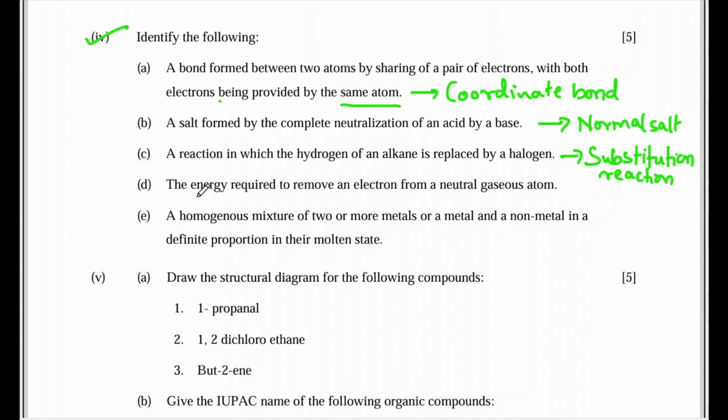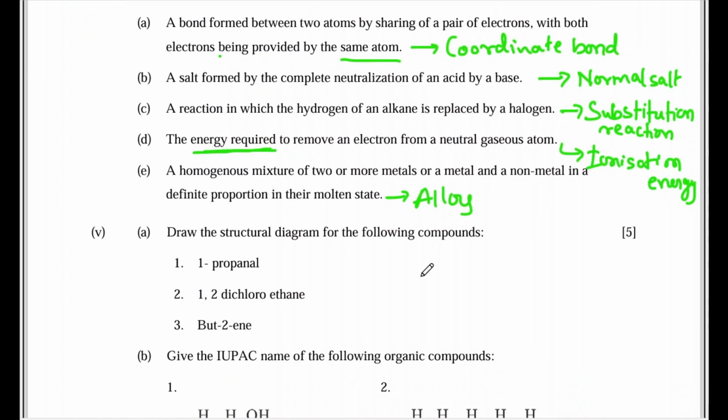Okay. The energy required, whenever required comes, it must be which one? Electron affinity. Sorry, required means electron affinity is energy gain. This one will be ionization energy, ionization potential, ionization enthalpy, all are same. A homogeneous mixture of two or more metals or metal and non-metal, definite proportion, molten state, this is what? Alloy. Alloy is a mixture.